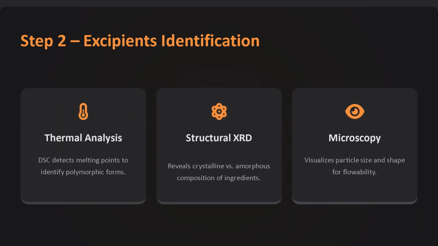After identifying the API, scientists move to the excipients. Excipients are inactive ingredients, but they play very important roles. They affect drug stability, release, and manufacturability. Scientists use techniques such as differential scanning calorimetry, or DSC, to study melting points, X-ray diffraction, or XRD, to determine whether the material is crystalline or amorphous, and microscopy to observe particle size and shape. These properties influence how the drug flows, compresses, and performs.